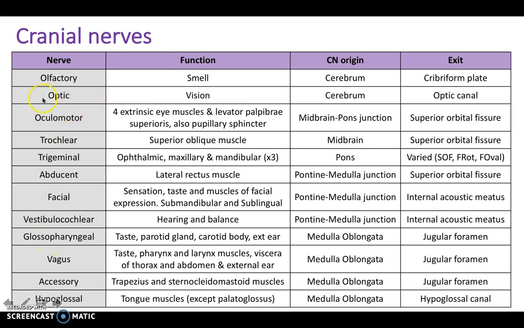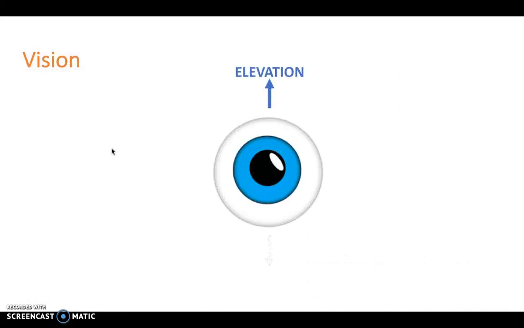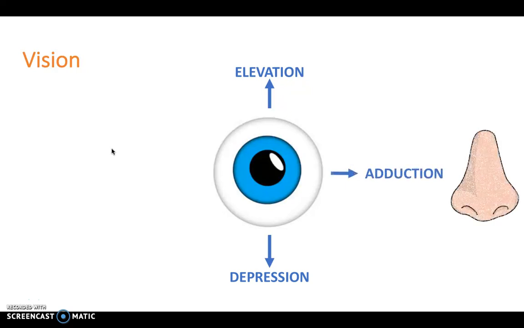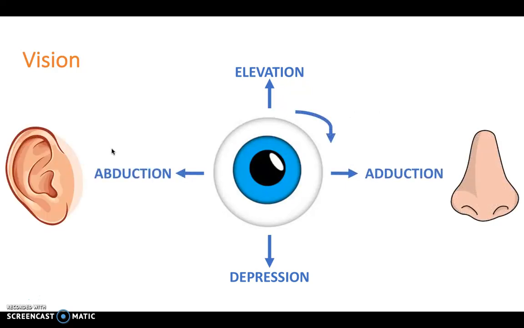So simply learning the eye nerves, so optic, oculomotor, and abducent already rules out 3 of them in terms of what their function is. So moving on to vision in that case, simple eye movements: elevation, depression, adduction, assuming you're moving towards the nose, abduction, assuming you're moving out towards the ear, intorsion, and extorsion.